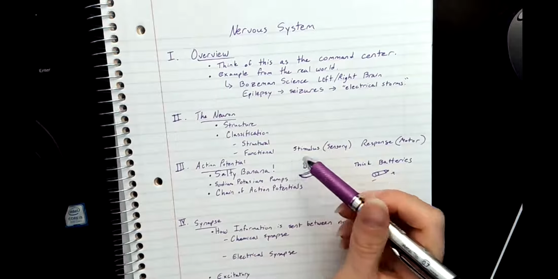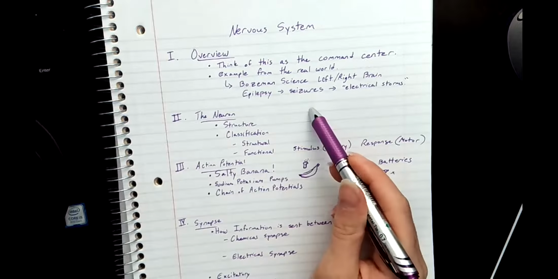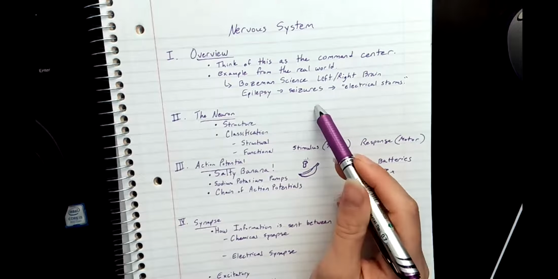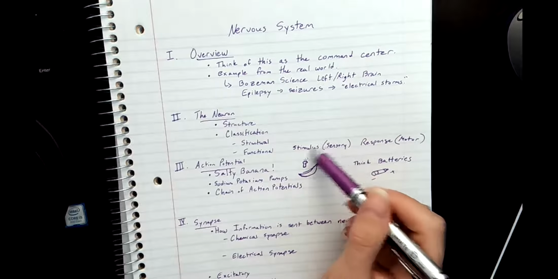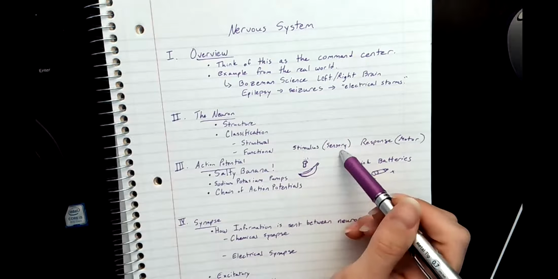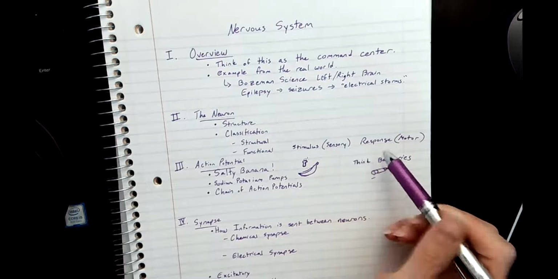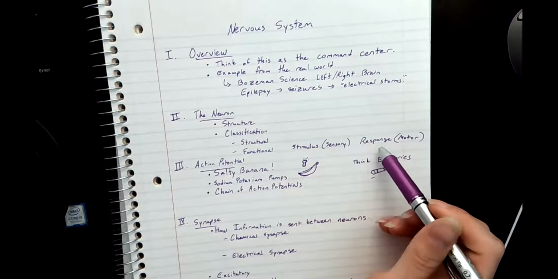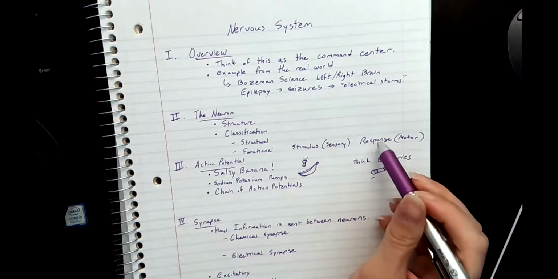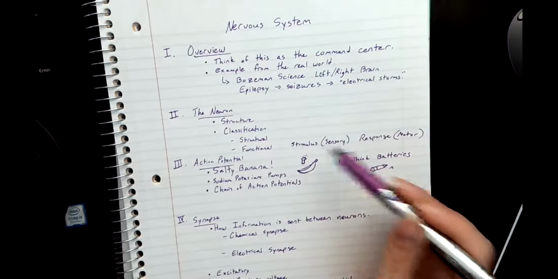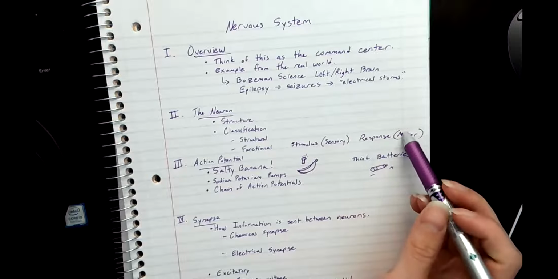The way these things work is, as you're taking in information from around you, from the external world, there is a stimulus, and we call those sensory neurons. And there is a response to this stimulus that you and your body internally are doing in response to that stimulus, and those are motor neurons.